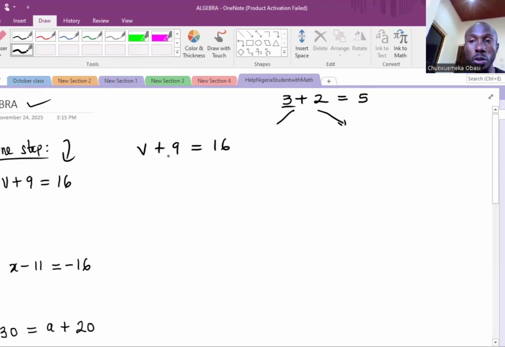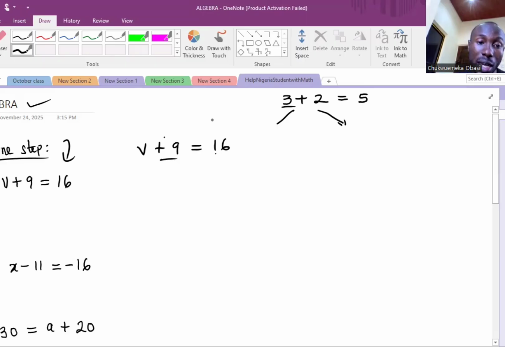Now, what we know in this particular problem, the Nigerian style, we know 9 is positive, or 9 is having the positive sign. So we know we cannot add 9 to v because they are not like terms. This is an alphabet, this is a number. We can't add them together. So we need to take the 9 to its like term, which is 16.